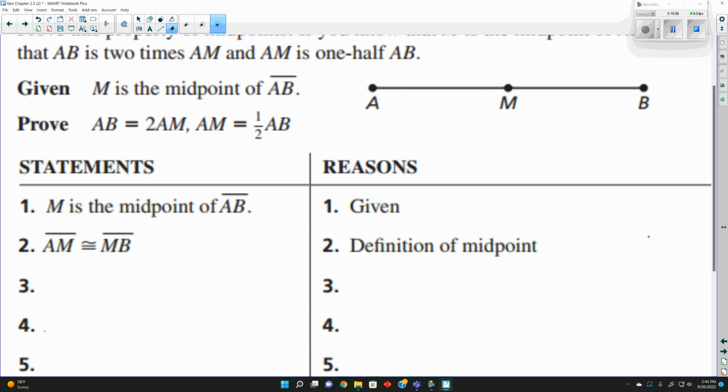Now we're talking about lengths, yes? Okay, so we need to get to lengths. Well, if we know that segment AM is congruent to segment MB, how do we know that they're equal? Definition of congruent segments. Because if two segments are congruent, it means that they're also equal.